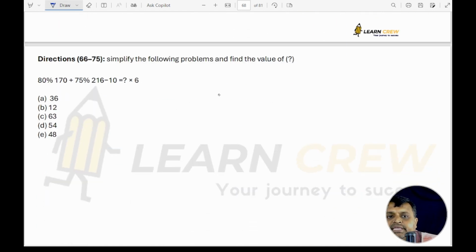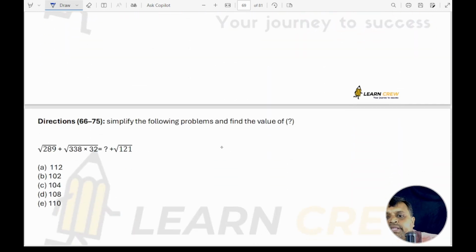80% of 170 is 136. 75% of 216 is 162. So 136 plus 162 is 298. 298 minus 10 is 288. 288 is equal to 6 into how much? 6 into 48. So answer is 48. Next.